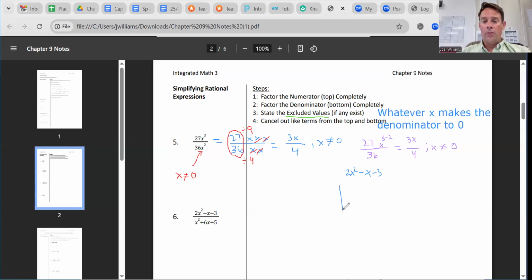So I'm going to do a box and diamond for it. So we have 2x squared, negative 3, negative x, that's negative 1x down here. 2x squared times negative 3 makes that a negative 6x squared. All right, so two numbers that multiply to give me -6 and add up to give me -1, that would be -3x and a positive 2x. So those are the two things I'm going to be plugging in here.